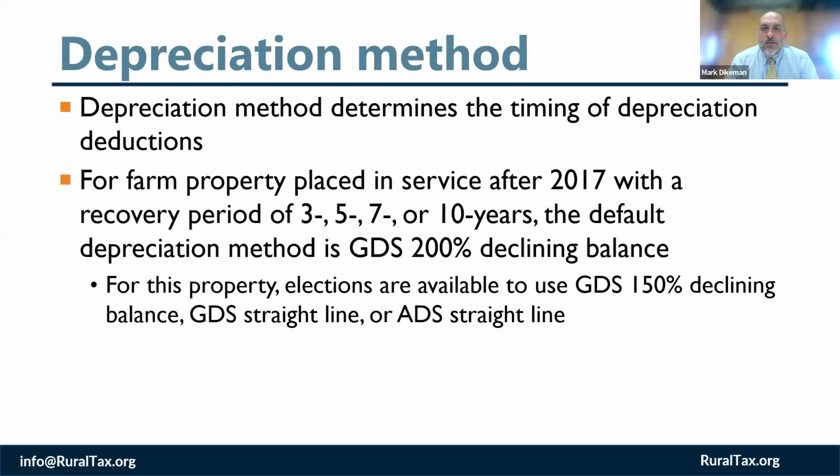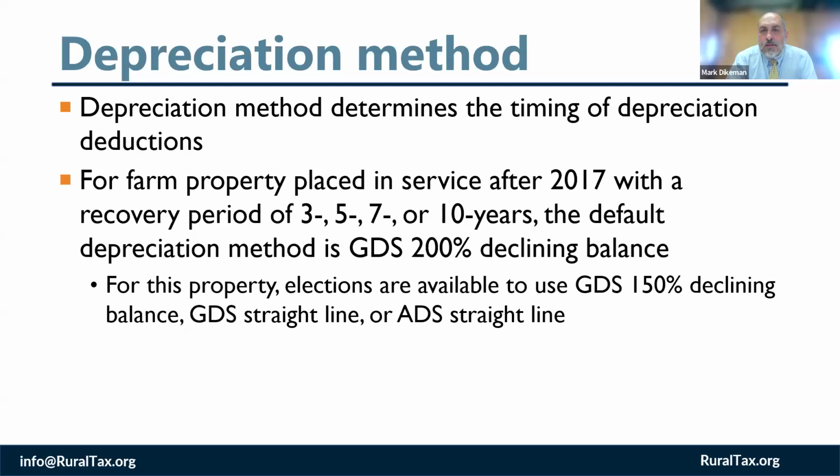The next big question in this process is depreciation method. The method, like it sounds, determines how quickly, or the timing of, the depreciation deductions. So for most farm property that has a life of 10 years or less, the default depreciation method is going to be 200% declining balance. I'm not going to get into the details of how that's calculated, but of the methods we'll mention here, it will give the most depreciation in the year the item is placed in service.